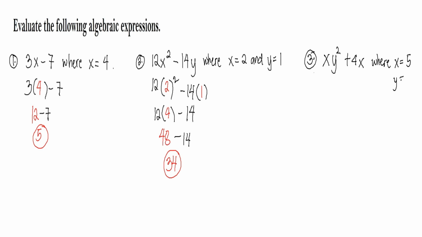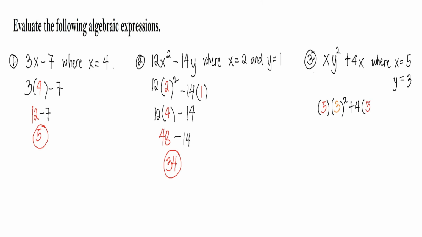Just like our third example, we have xy squared plus 4x, where the value of our x is equal to 5 and the value of our y is equal to 3. Now, how are we going to do this one? Of course, it's the same. We're going to substitute first the value of our variables, x and y, before we solve it using PEMDAS. So let's start with 5, the value of our x, times 3, the value of our y, and don't forget the square there, plus 4 times the value of our x, which is 5.